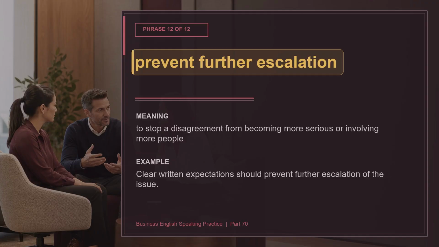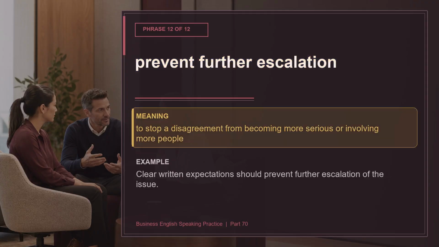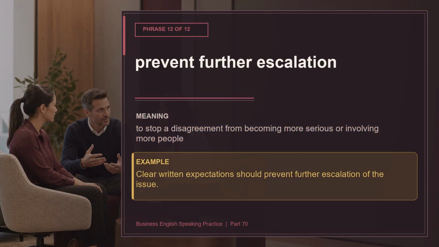Phrase 12. Prevent further escalation. Meaning: to stop a disagreement from becoming more serious or involving more people. Example: clear written expectations should prevent further escalation of the issue.